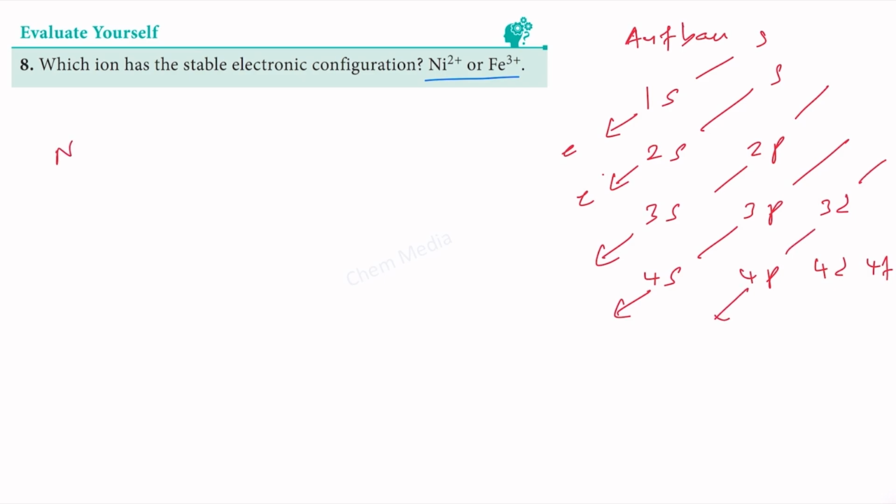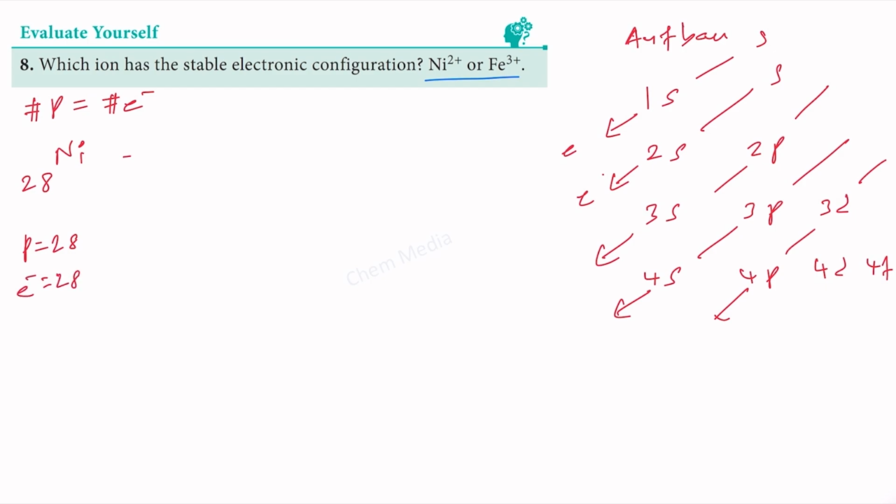The atomic number of nickel is 28. So let us first write down the electronic configuration of nickel. In a neutral element, the number of protons must be equal to the number of electrons. This means nickel has 28 protons and 28 electrons.